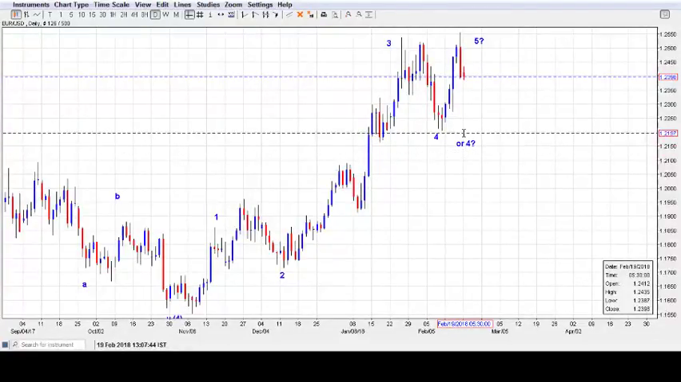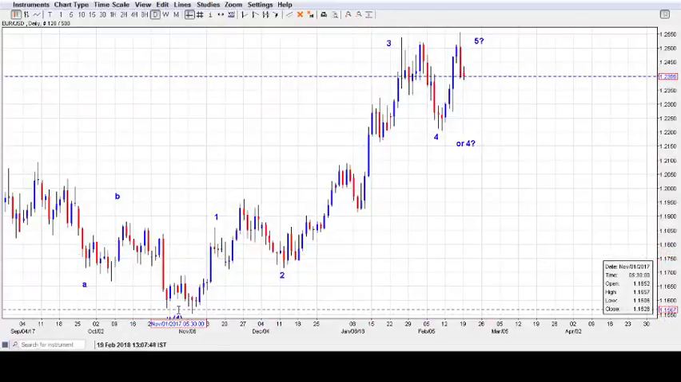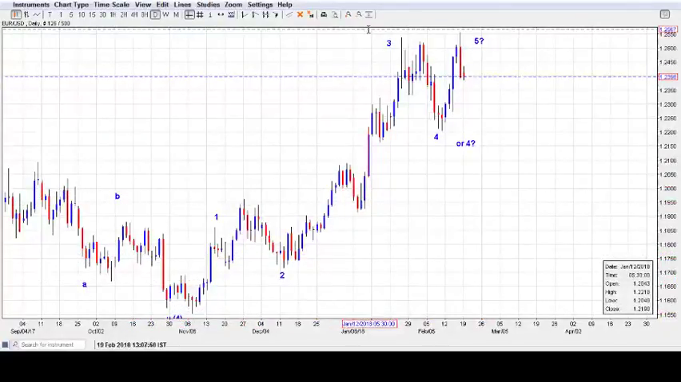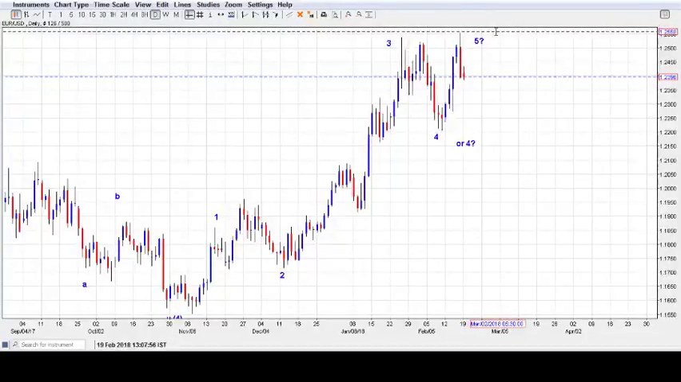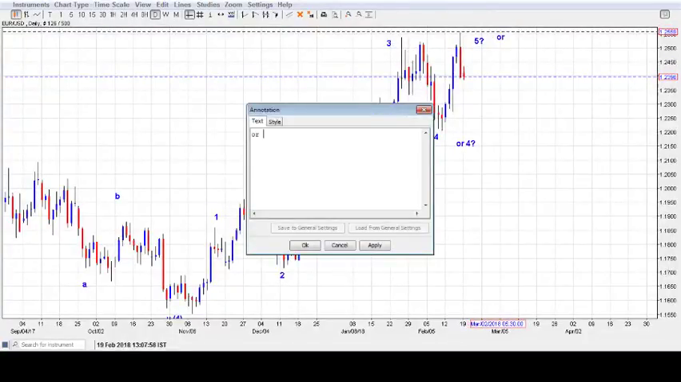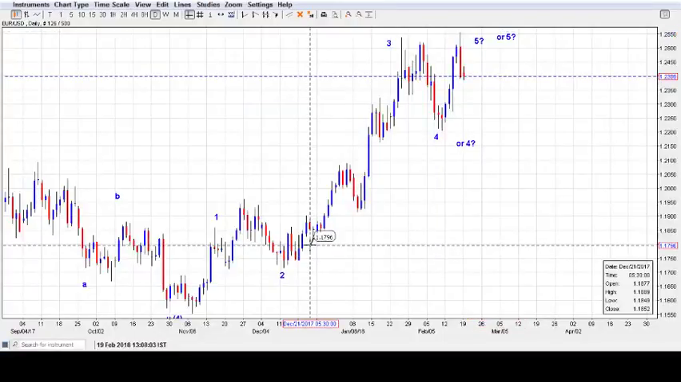The most probable one is waves 1, 2, 3, 4, and possibly the fifth wave might be done, or there might be one more high, right just above the 2550 mark.